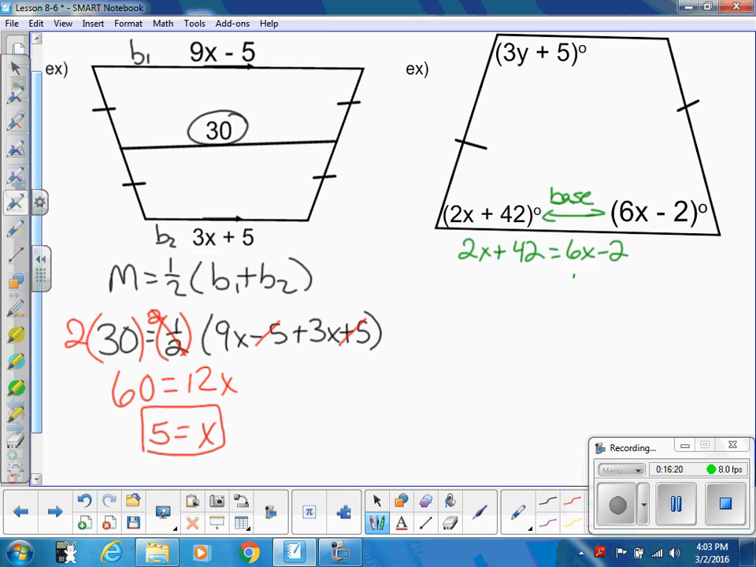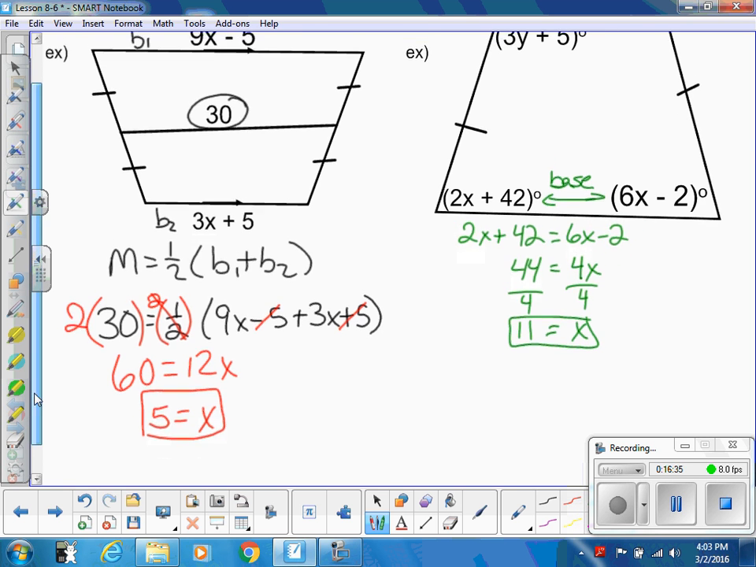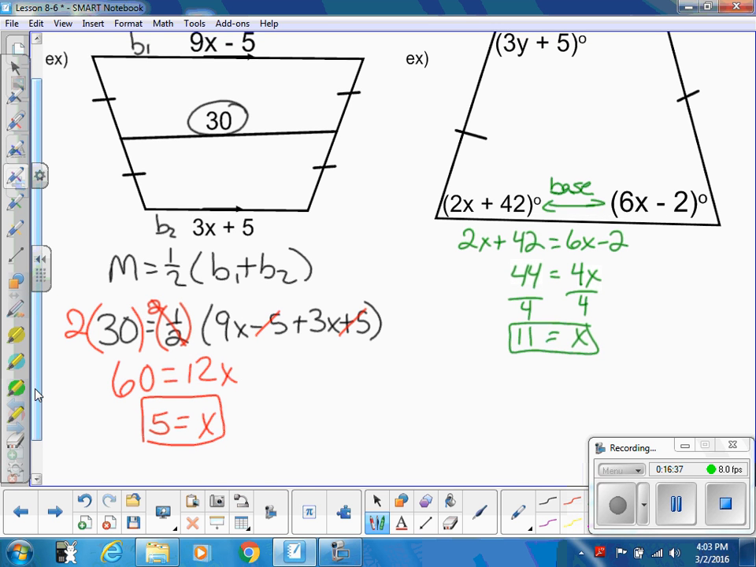Subtract the 2x over, that gives me 4x. Add the 2 over, that gives me 44. That gives me x is 11. Okay? Now, to find y, well remember this is a trapezoid, so opposite angles do nothing. But these consecutive angles have to add up to 180.